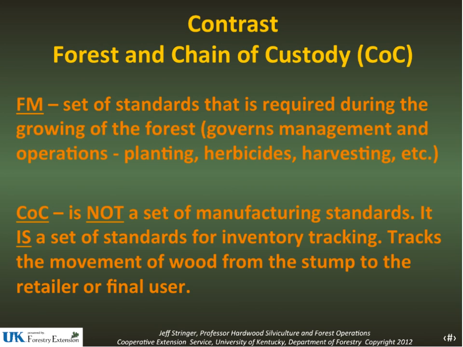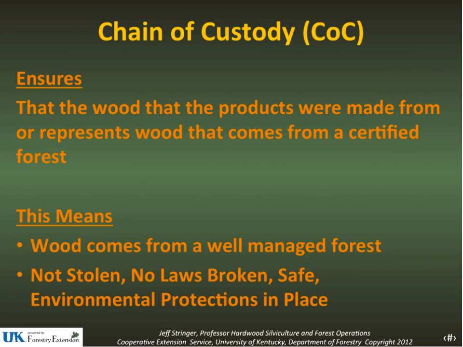Because if you remember back when I said that chain of custody is all about keeping things separate, keeping certified wood separate from non-certified wood and that kind of thing. So chain of custody in effect is a set of inventory control standards that an industry must meet. And ultimately this is done so you can track the movement of wood from the stump ultimately to the final user. Now it's not quite that simple, but that general idea is encompassed under what chain of custody is. So it's not a set of manufacturing standards, it's a set of tracking standards. And we're going to show examples of how this works so you can get a better feel for it.